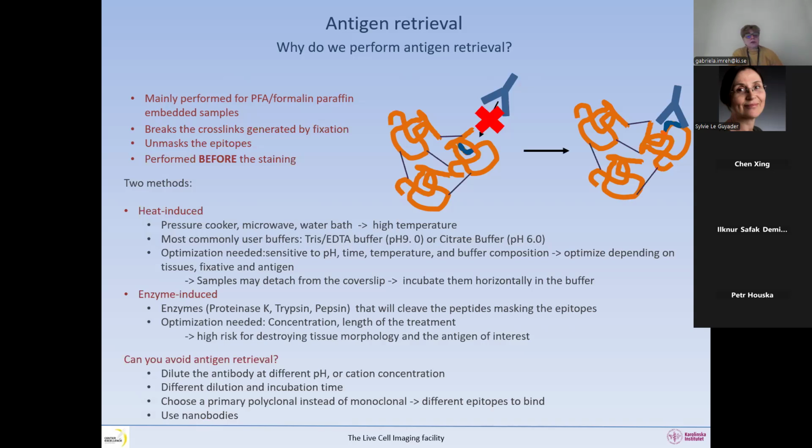Can you avoid antigen retrieval? You can definitely give it a try before starting this method. For example, you can dilute the antibody at different pHs or cation concentrations, with different dilution and incubation times. You can also choose a polyclonal antibody instead of a monoclonal antibody, or you can use a nanobody. But of course, if none of this works, you have to do antigen retrieval.